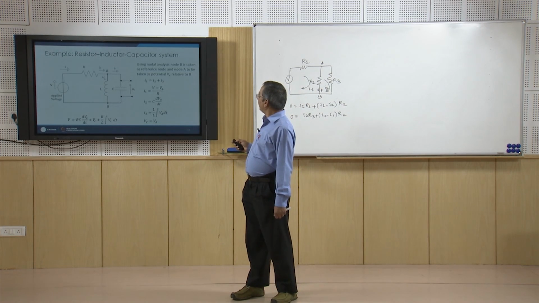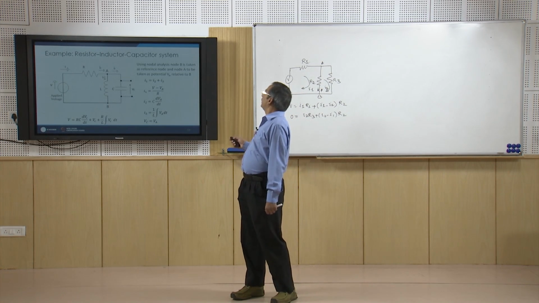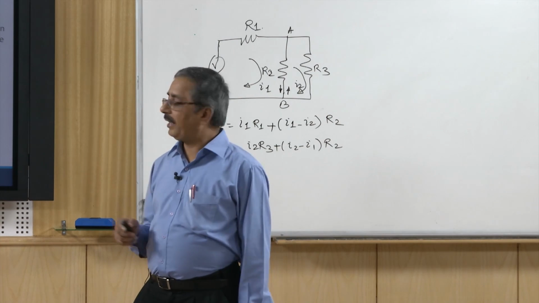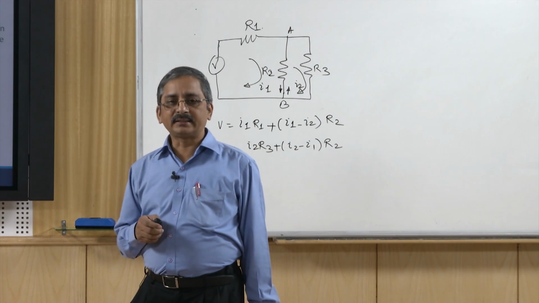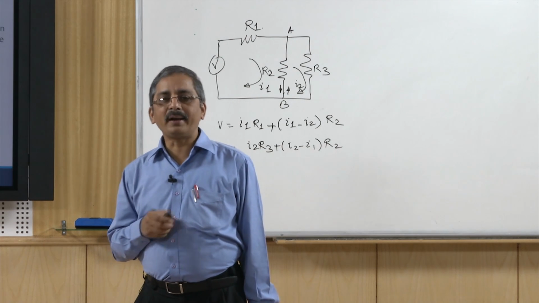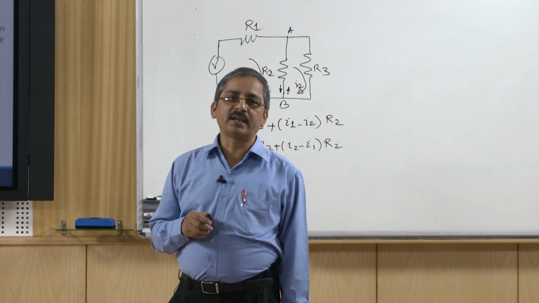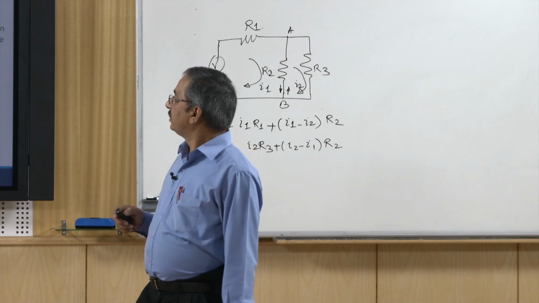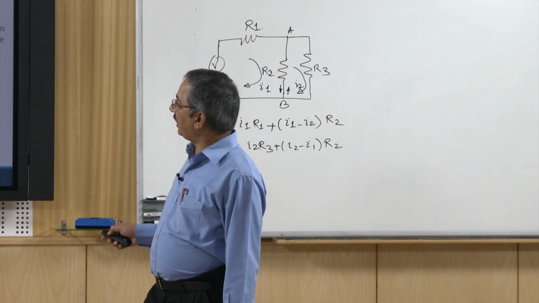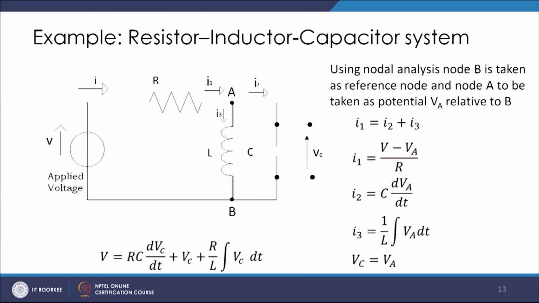Fine. Let us see next another resistor inductor capacitor system, and in this example rather than using the Kirchhoff's voltage law, I would like to use the Kirchhoff's current law. Let us see that my circuit is like this. We have a voltage source, a resistor, and here an inductor and capacitor, they are in parallel. And of course, both together are in series with the resistor and the voltage source.